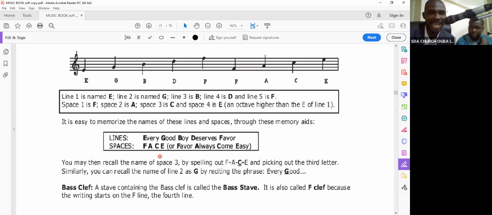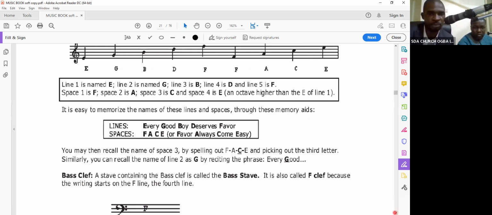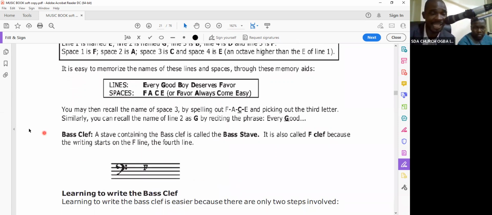The memory aid for the lines of the treble stave is Every Good Boy Deserves Favor. That is, line 1 is E, which is Every. So we pick the first letter. Line 2, Good, we have G. So, Every Good Boy Deserves Favor, just like that. The same is applicable to the spaces as well: Face, Favor Always Comes Easy. So that is the lines and spaces of the treble stave.